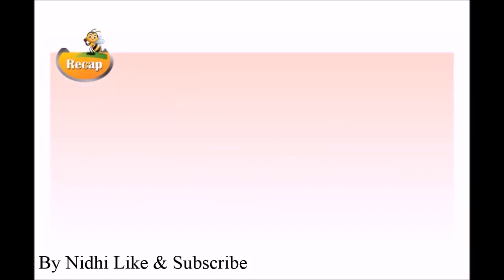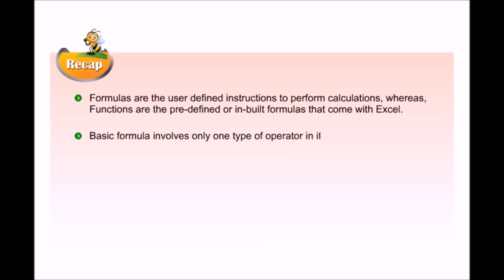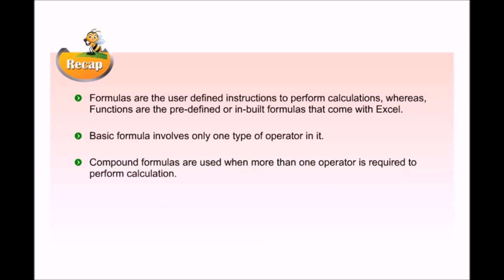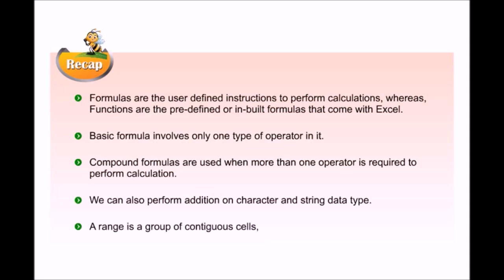Okay students, let us take a recap of this chapter. Formulas are the user-defined instructions to perform calculations, whereas functions are the predefined or inbuilt formulas that come with Excel. A basic formula involves only one type of operator. Compound formulas are used when more than one operator is required to perform a calculation. We can also perform addition on character and string data types. A range is a group of contiguous cells which form the shape of a rectangle.